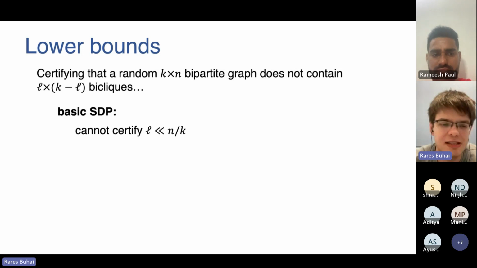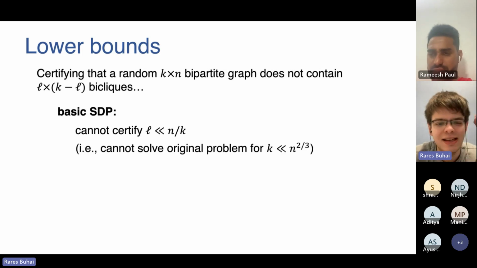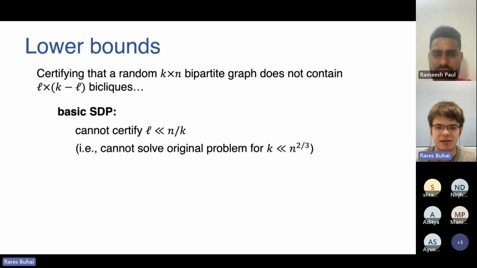So the first thing we show is that if you try to certify this with a basic SDP, a basic SDP cannot certify that L is much smaller than n over k. So basically, it cannot solve the original problem for any k that's smaller than n to the 2/3. So again, this matches the previous results. A basic SDP cannot go beyond what the previous results do, and the previous results are, in fact, very similar to what a basic SDP would do.